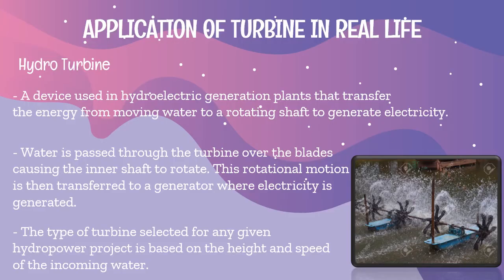The next turbine is the hydro turbine. These devices are used in hydroelectric generation plants to transfer the energy from moving water to a rotating shaft to generate electricity. Water is passed through the turbine over the blades, causing the inner shaft to rotate. This rotational motion is then transferred to a generator, where electricity is generated. The type of turbine selected for any given hydropower project is based on the height and speed of the incoming water, such as the wave.